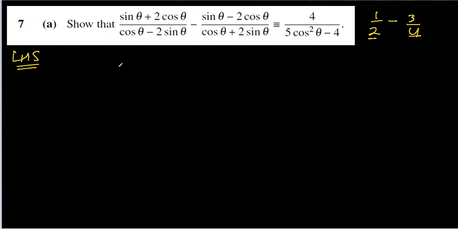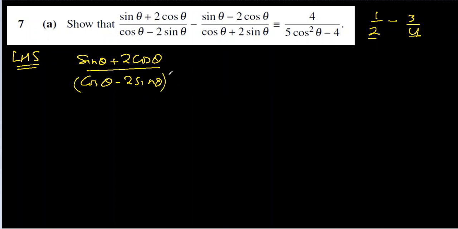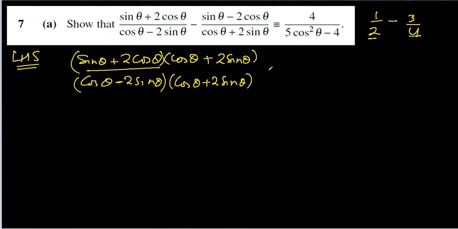So to make them the same, let me write the first one first. 2 cos theta over cos theta minus 2 sin theta. This is the first term. Now, I multiply this by the other denominator, so let me put a bracket here and multiply by cos theta plus 2 sin theta, which is actually the conjugate of this. This is negative, this is positive, this is the only difference between them. So if I multiply the denominator, I have to multiply the numerator also because I'm effectively multiplying by 1. So I multiplied up and down by the denominator of the other term.